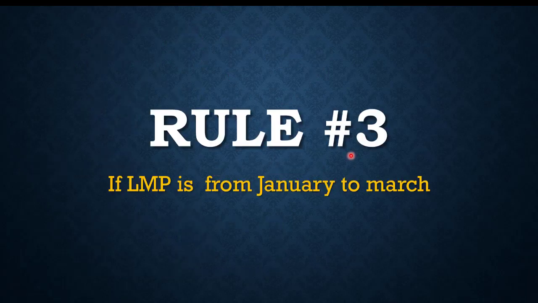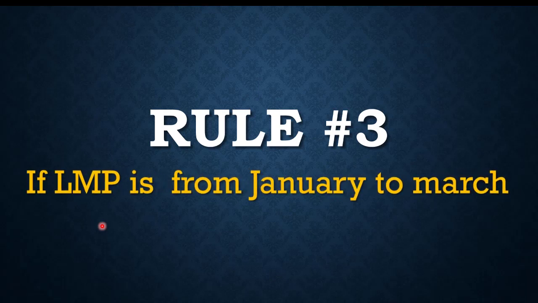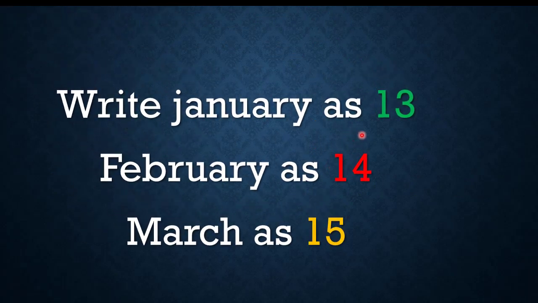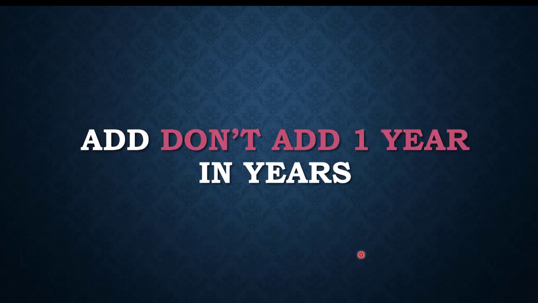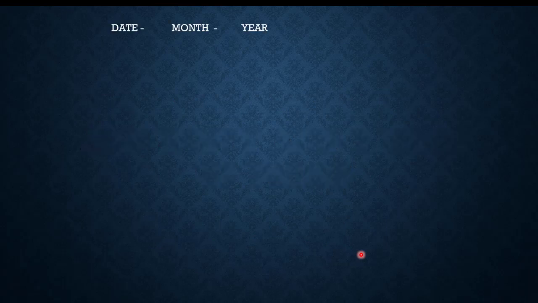Rule number 3. This is the most important rule of formula number 2. If LMP is from January to March, then write January as 13, February as 14 and March as 15. And do not add 1 year in years. What does it mean? Let's do an example.